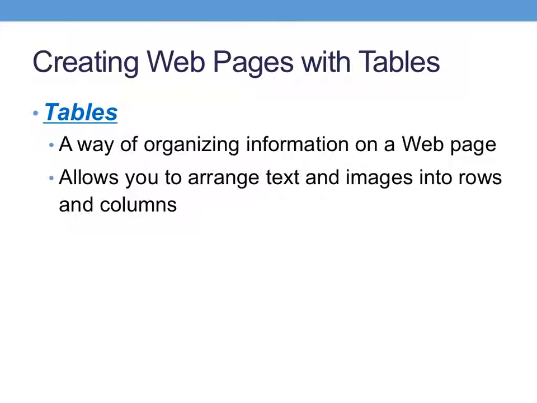So a table at its most basic definition is simply something that allows you to organize information, and really it allows you to take text and take images and arrange them in such a way that they can be viewed and read and interpreted really easily. So really tables just allow you to organize and to have more control over the formatting and the display of information on your web page.